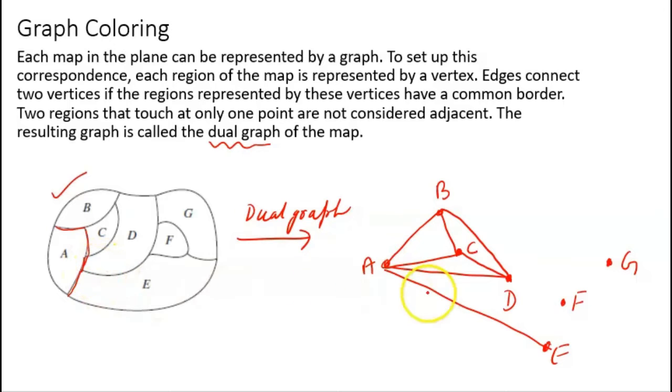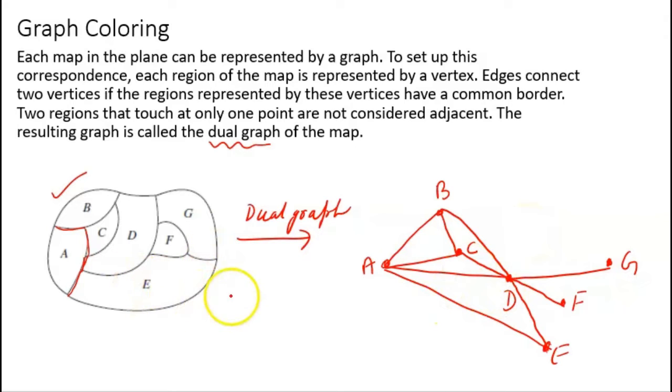D is sharing its boundary with A, already joined. D is sharing its boundary with F, so let us join D with F. D is sharing its boundary with E, so let us join D and E. D is sharing its boundary with G, so let us join D and G, right? So in this graph, I think D is sharing its boundary with all the other regions, like A, B, C, E, F and G, right? So here you also see the degree of D is 1, 2, 3, 4, 5, 6. So we are done with D also.